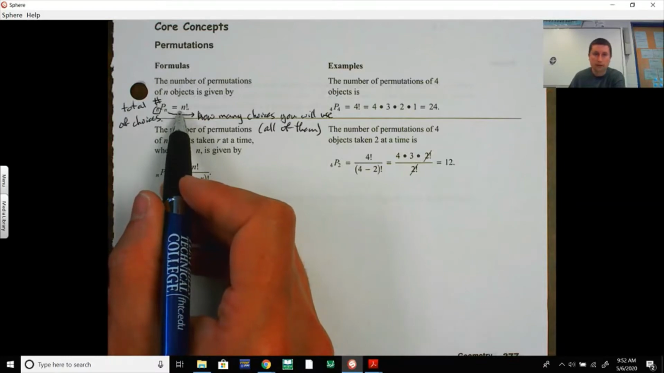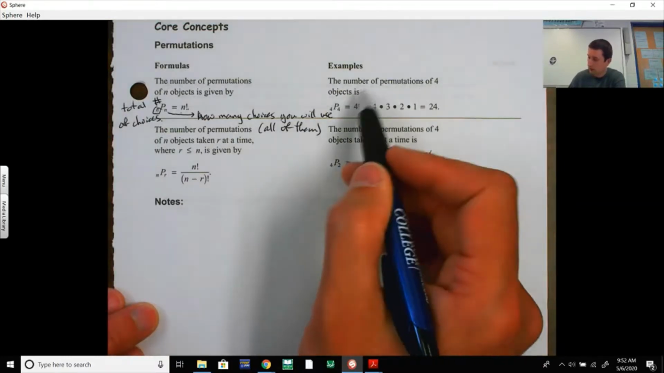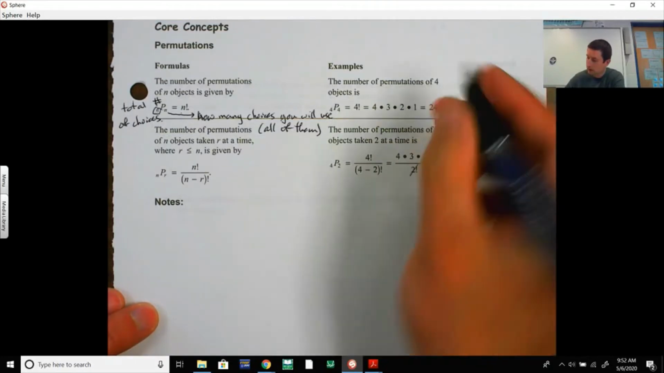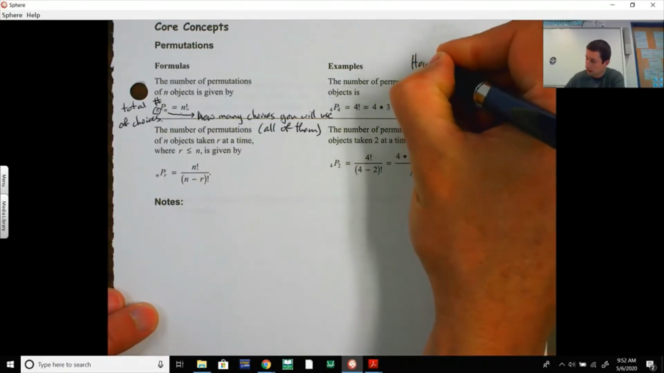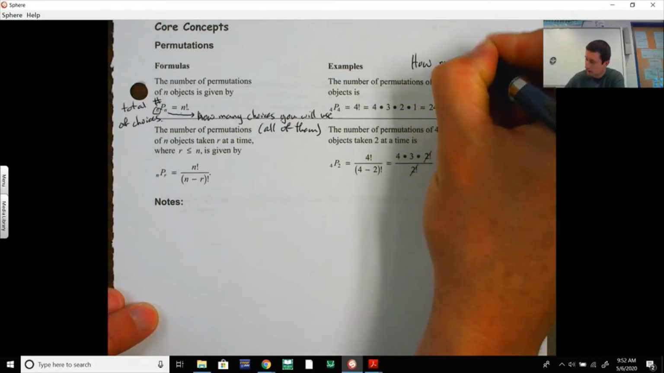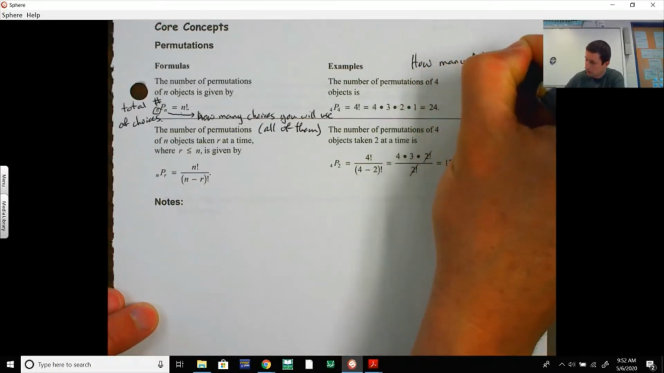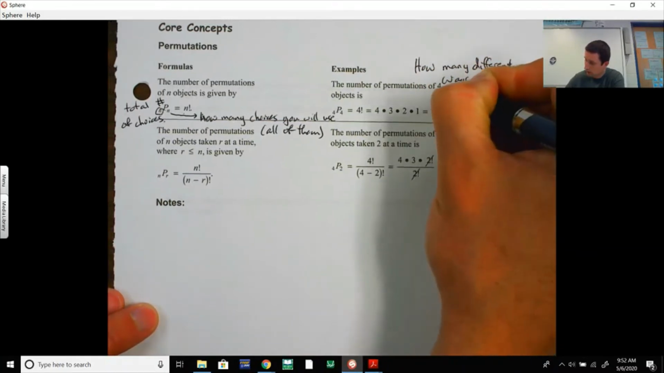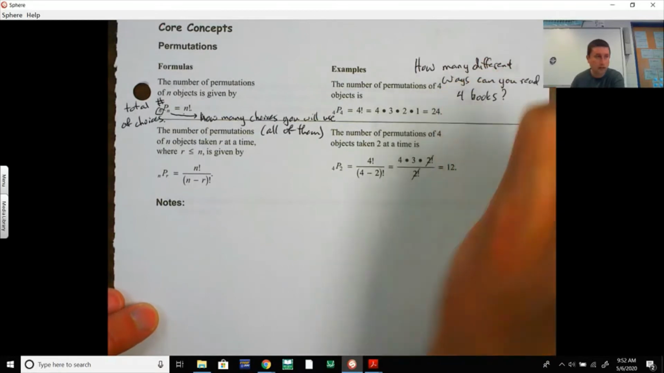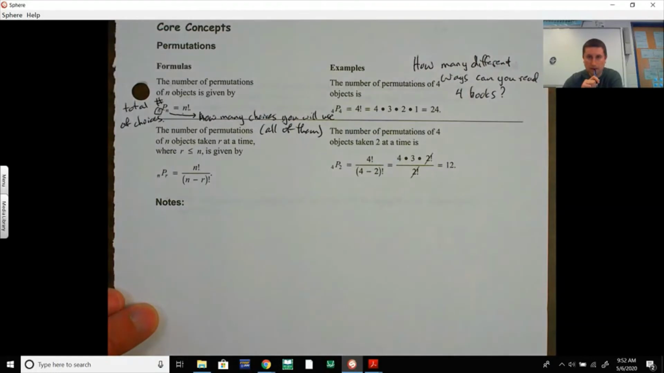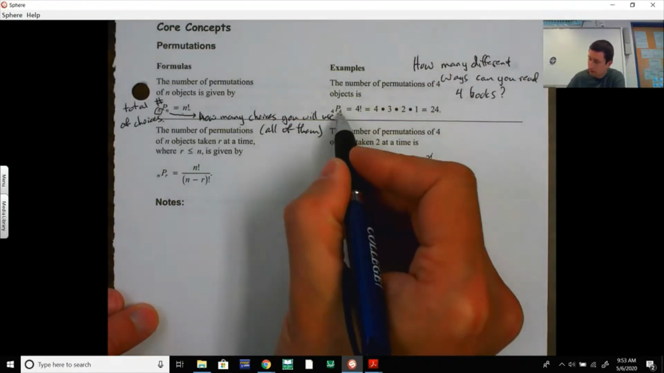Okay? So let's say here we have the example, the number of permutations of 4 objects is 4 permutated 4 times. So how many different ways can you read 4 books? That could be a question for this. How many different ways can you read 4 books? Okay. Well, once you read a book, you're done with it. So the order in which you're reading these books does matter. So you're going to read a certain book first, a certain book second, third, and fourth. So that would be 4 permutated 4 times, and that's 4 factorial.